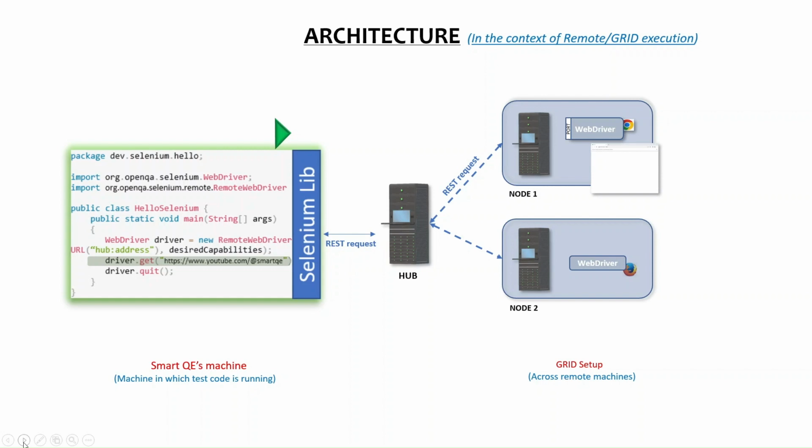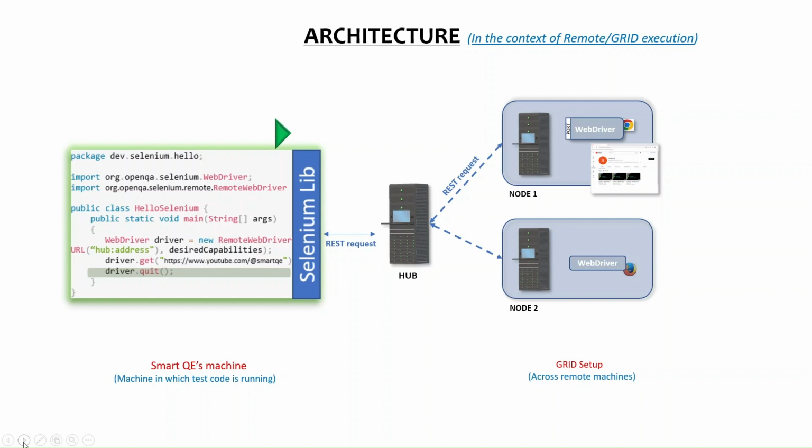Step number 2. Navigate to URL. The test will send a REST request to the hub. The hub now knows to which session this request belongs and forwards the request to the correct node. The node, which is running Selenium server, sends another request to the WebDriver, and WebDriver natively interacts with the browser and opens the URL.